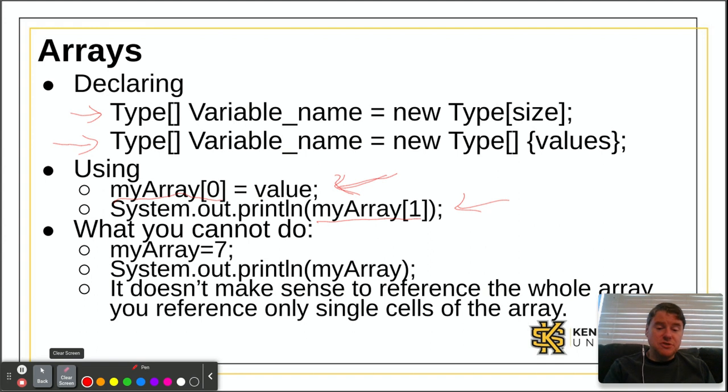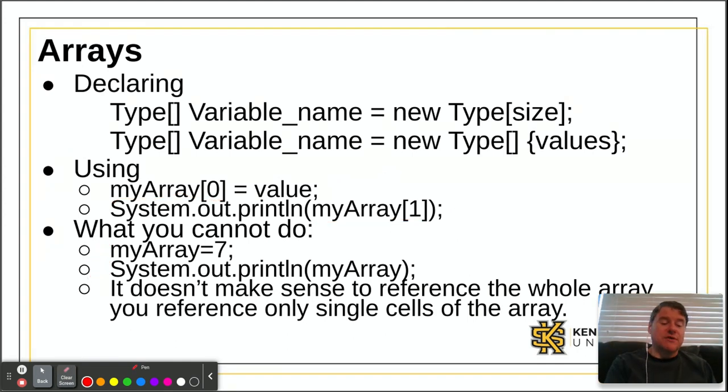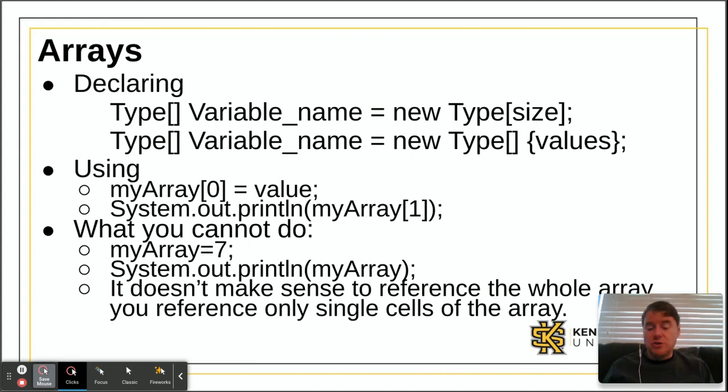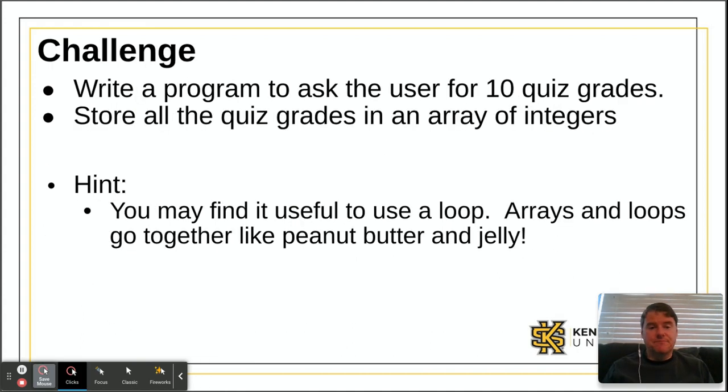The things you cannot do, you can't just try to assign a value to an entire array. That does not make any sense. This is bad. You cannot print an entire array. It does not know how to do that. You have to do something special to print them out. So you're never going to reference the entire array as itself. You're always going to reference the array with the square brackets. So every time you're typing the array name, you should be following it with square brackets.